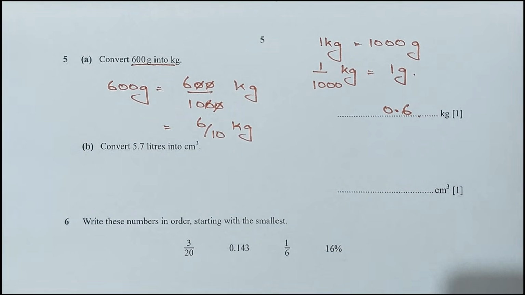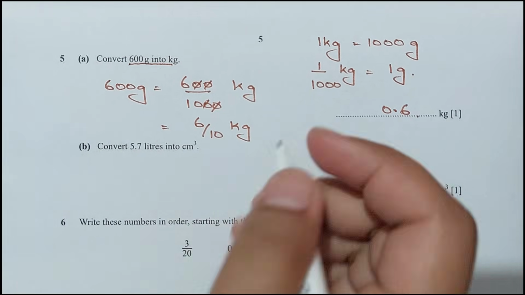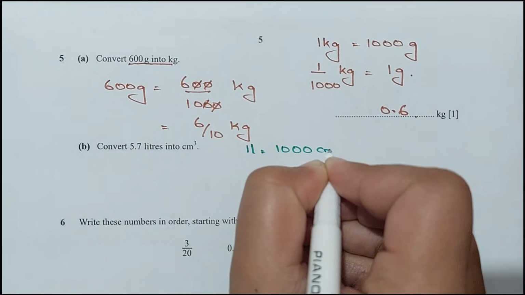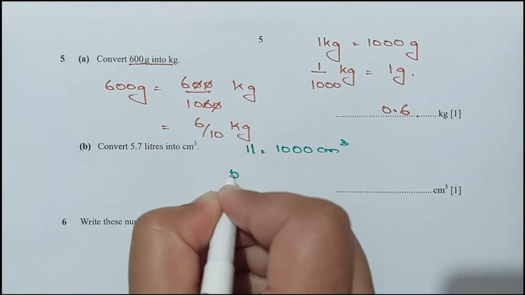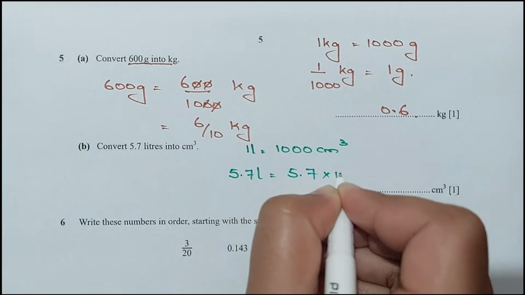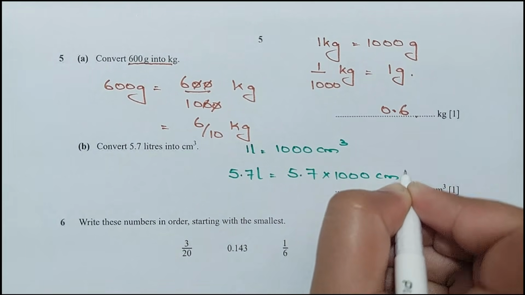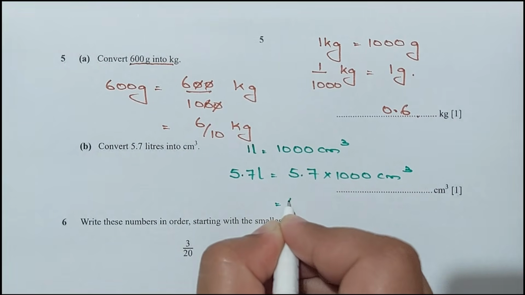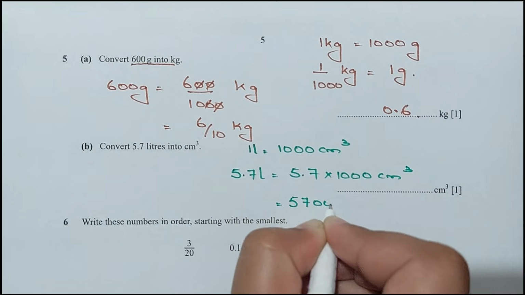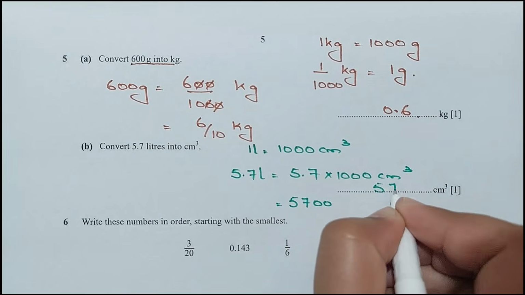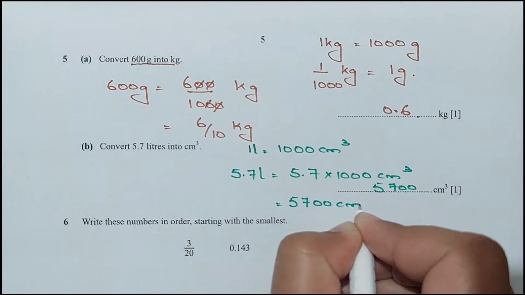Part B, convert 5.7 liters into centimeter cube. Let me use a conversion that 1 liter has 1000 centimeter cube. What about 5.7 liters? This is 5.7 times 1000 centimeter cube. So we have 3 zeros, so you have to move 3 decimal points to the right. So this is 5700 centimeter cube.